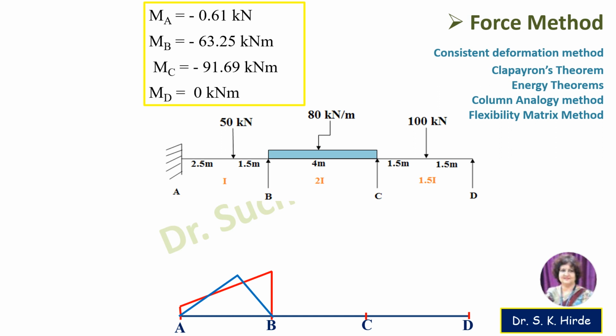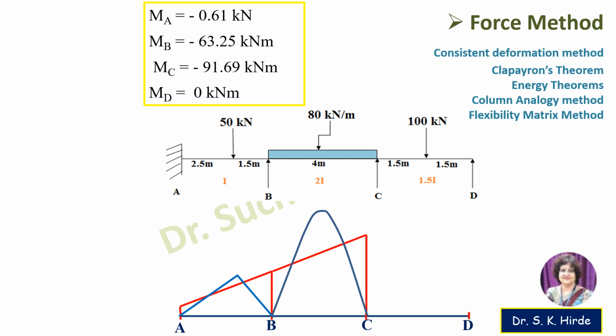Similarly, we can draw bending moment diagram for portion BC and CD. Now bending moment at C is also negative. MC is minus 91.69. Draw the ordinate, join it by straight line. Remember that while joining the bending moment due to support moment, you have to always join it by straight line. Now if there is UDL, you have to overlap it with second degree curve like this, and maximum ordinate is WL square by 8. This you have to remember.